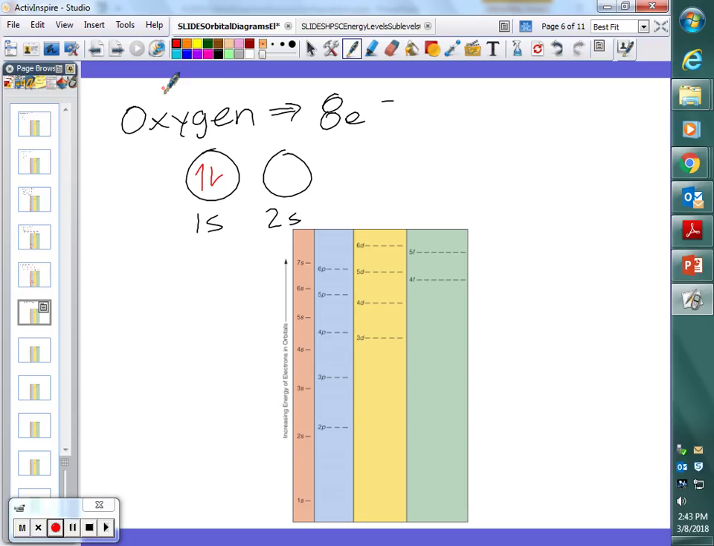Feel free to draw your orbital diagrams however you want to. If you really like doing lines, keep doing the lines. That's fine. 4 down, 4 to go. The next level that we come into is what? 2p.